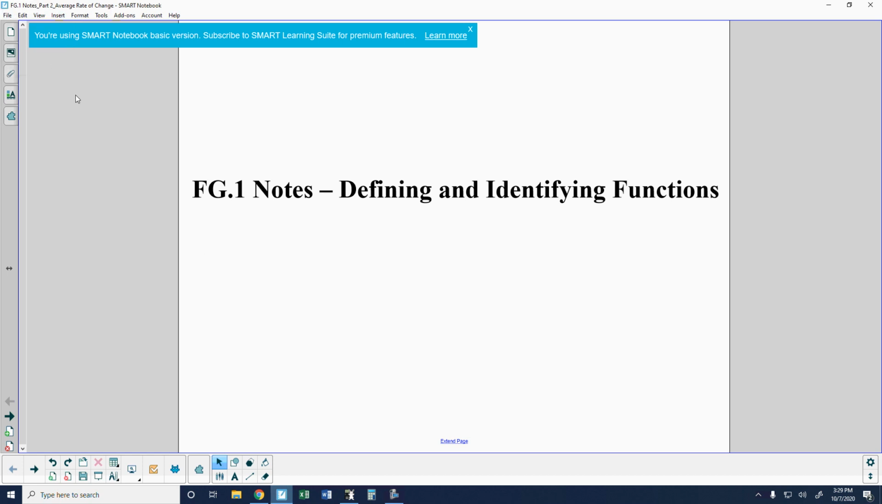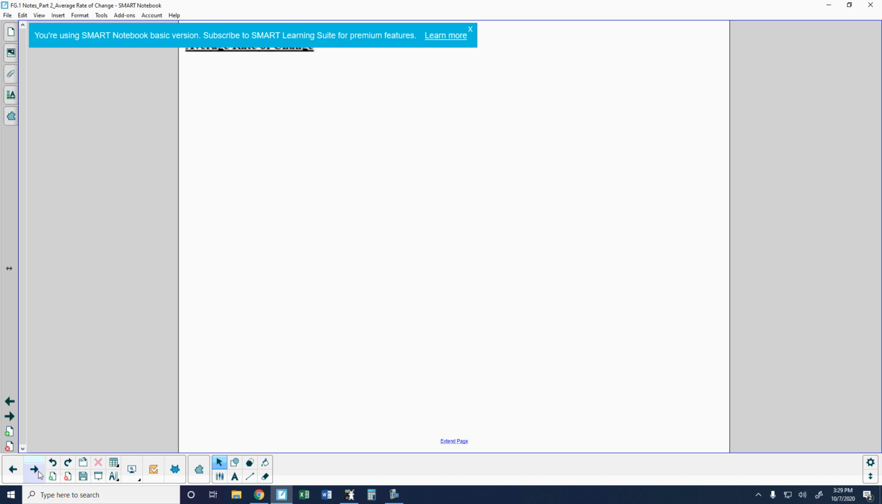Okay, guys, welcome back to FG.1 Notes Part 2 today. We're going to go ahead and finish these FG.1 notes. It's not going to take very long, just one real concept that we need to cover today. And that concept is what we call the average rate of change.